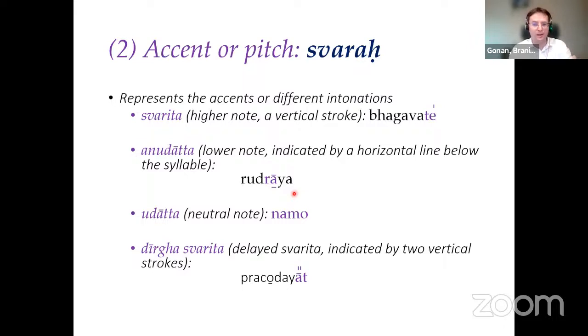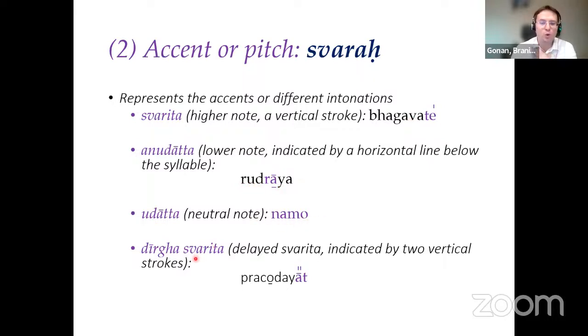Urudraya, urudraya. So this dra or ra is anudatta. And anudatta, as noted here, is represented by this horizontal line below the vowel A. So rudraya. And then we have a neutral note, namo, called udatta. So like this, bhagava, like rut and ya. So namo is the neutral note.